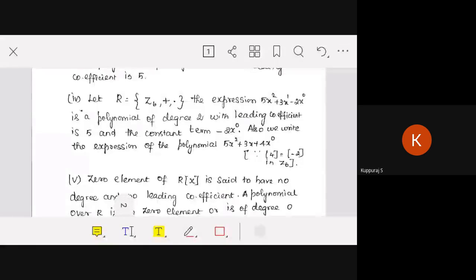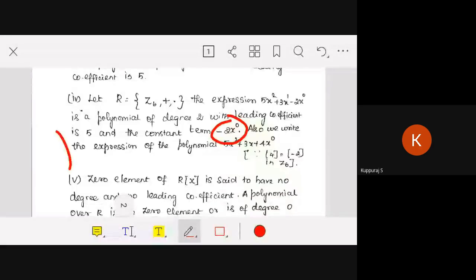So the expression 5x squared plus 3x minus 2x power 0 is a polynomial of degree 2. The leading coefficient is 5 and the constant term is minus 2. That minus 2 can also be written as 4, because it is modulo 6. So we can also write this minus 2 as 4. So the same polynomial can be written as 5x squared plus 3x plus 4x power 0.